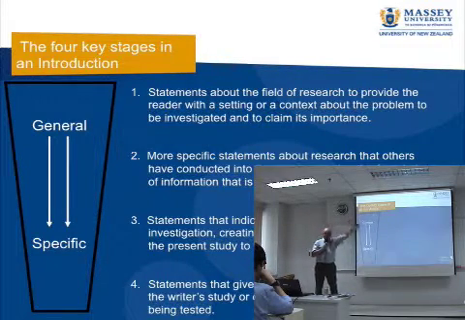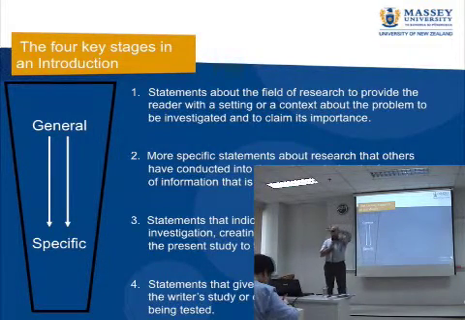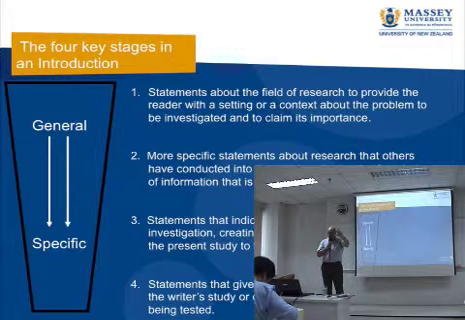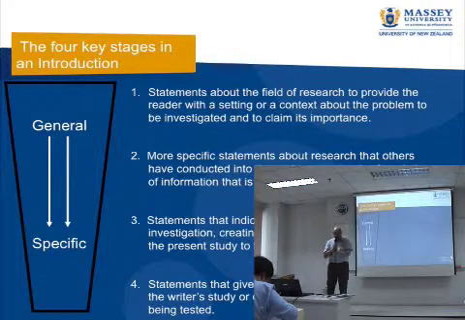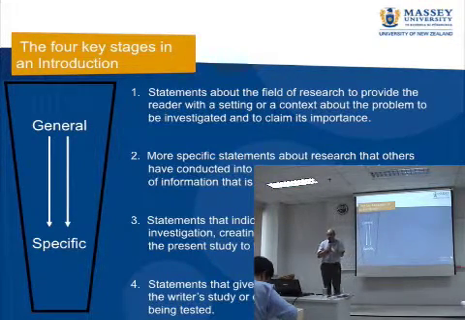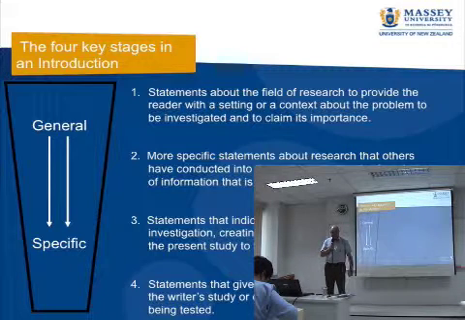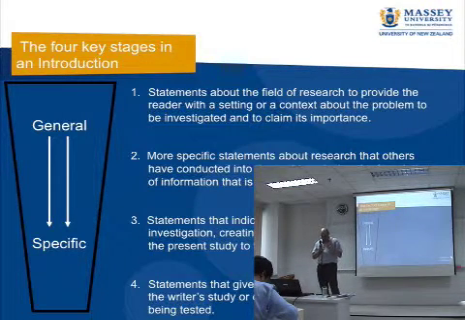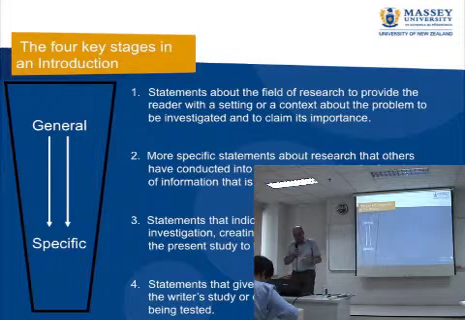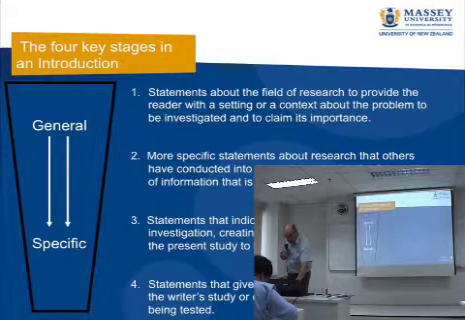So we start with a global statement, we become more refined, and quite specific in the end about our particular research. So think about that when you're writing your introduction. Think about living on the planet, located in Thailand, in Bangkok, at KMUTT. Because that's how you need to present the introduction to your research.